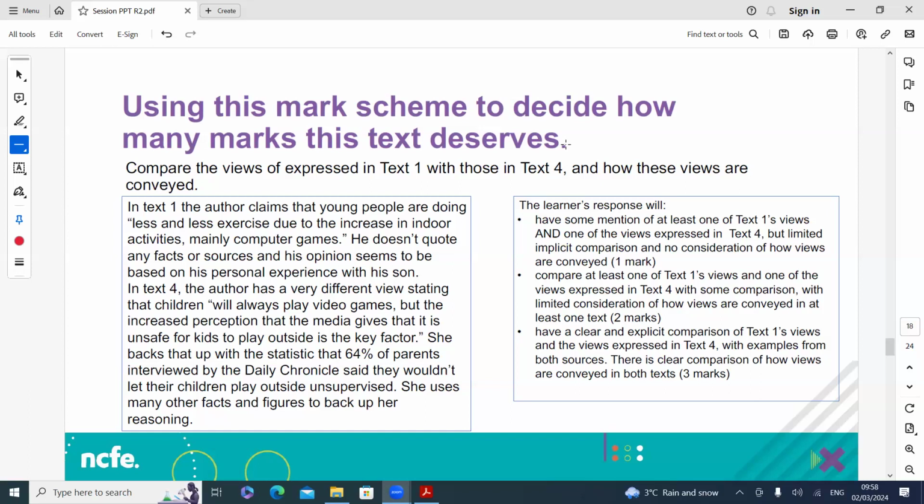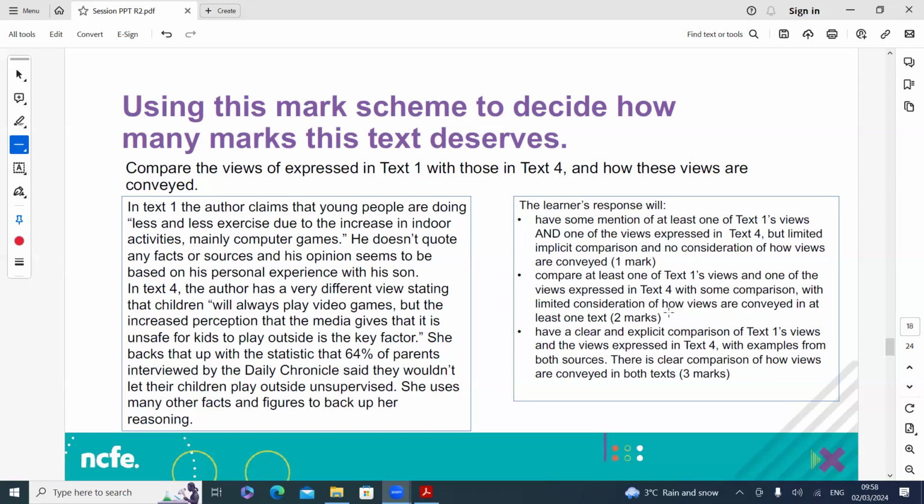So does this answer mention both text 1 and text 4? Yeah. It does, doesn't it? We can see text 1 and text 4 both mentioned. But limited implicit comparison and no consideration of how views are conveyed. The answer here, it does mention his opinion seems to be based on his personal experience. So although we can say yes to 2 texts mentioned, we know it's got more than that.